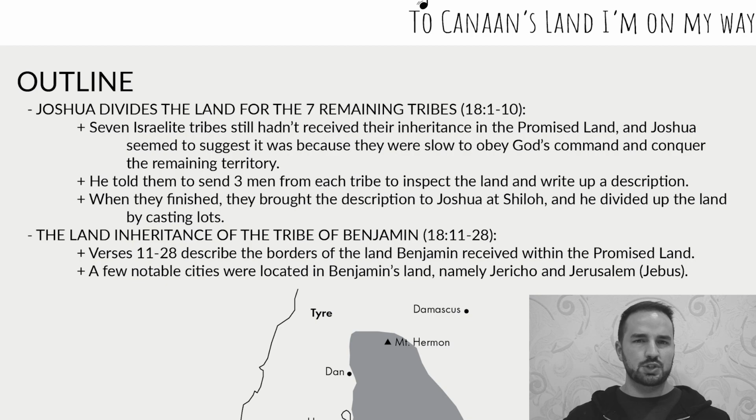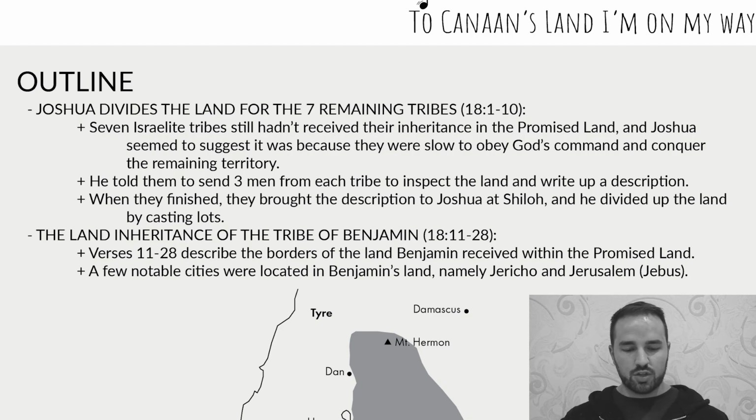And Joshua seemed to suggest that the reason that they hadn't gotten their land yet was because they were slow to obey God and to conquer the remaining territory. Maybe they got a little bit lazy after fighting for a while. I don't know, but it's definitely a kind of a dig at the Israelites. He says, you guys are slow to follow the commands of the Lord. So he told them to get to it.